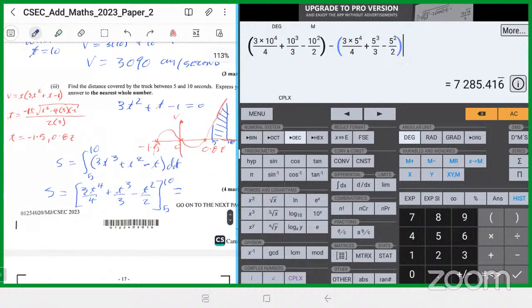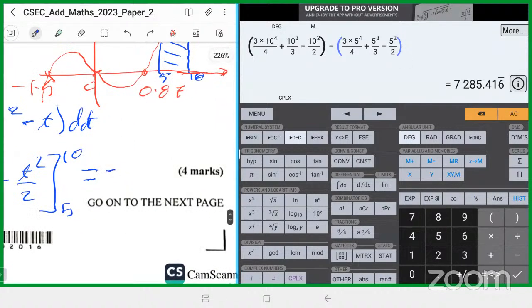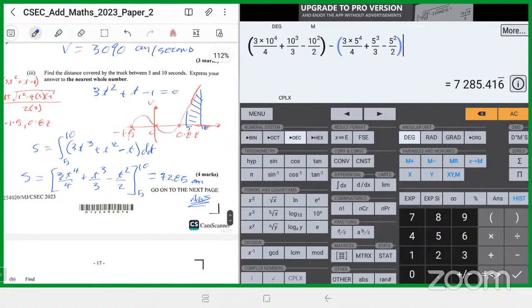And they want it to the nearest whole number. So the nearest whole number is 7,285 centimeters. That's the distance traveled. That is it for that part.